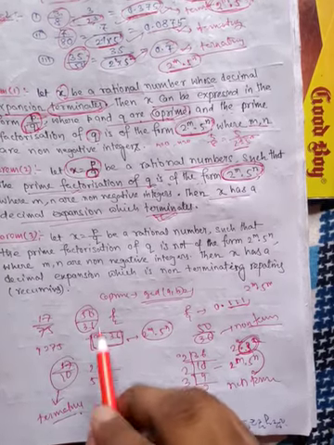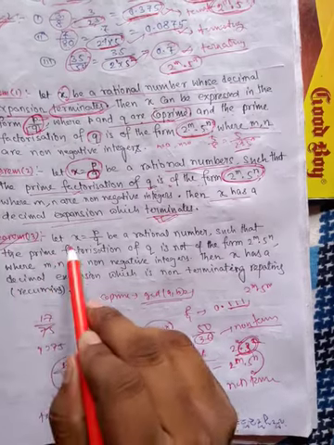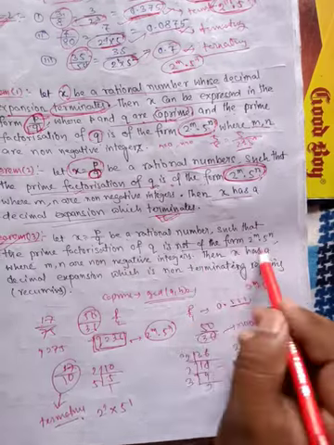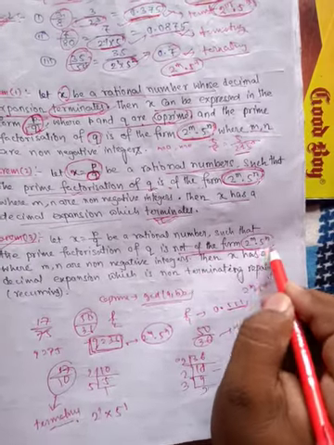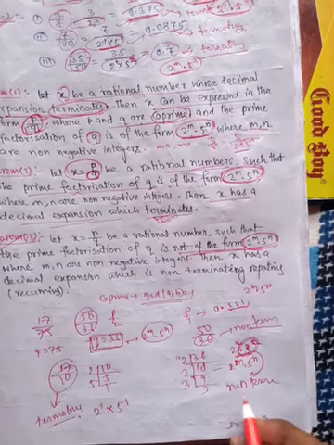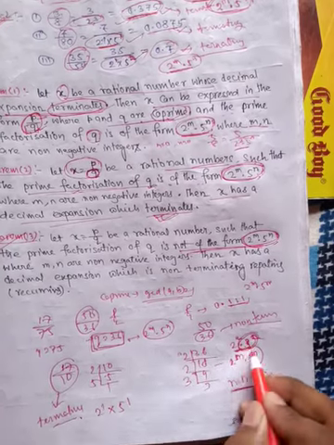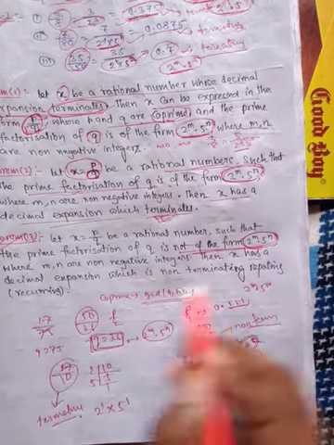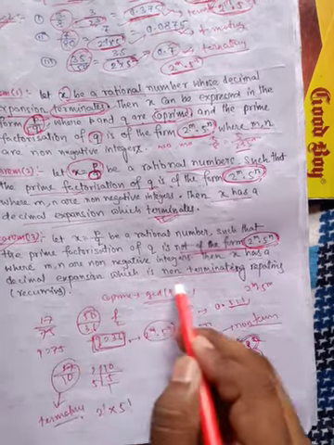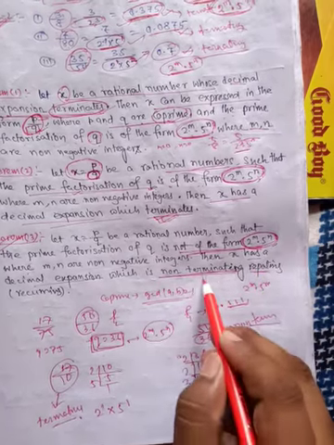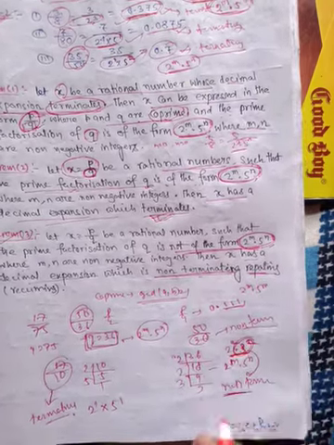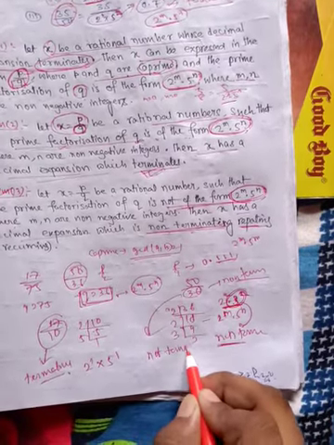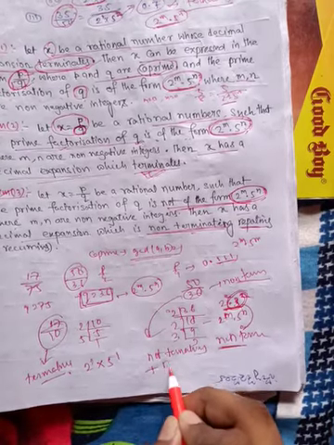Now the last theorem. Let x equal p by q be a rational number such that the prime factorization of q is not of the form 2 to the power m into 5 to the power n, for m and n non-negative integers. Then x has a decimal expansion which is non-terminating and repeating. So this type of number will have a decimal expression that is non-terminating plus repeating.